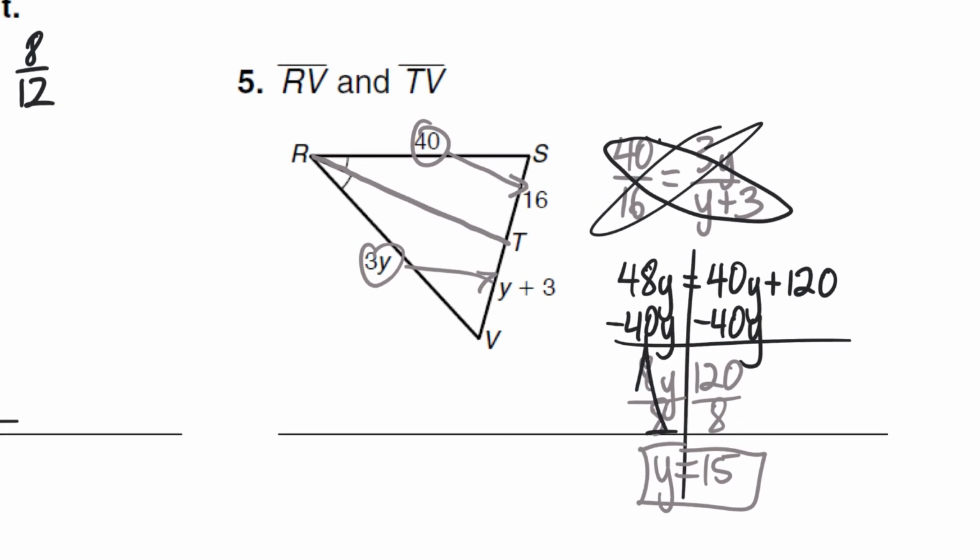Now in this one we've got one more step because we want to know how long both of those segments are. So if I take this 15 and plug in here, what's 3 times 15? 45. So RV is 45. And then if I take 15 and plug it in here, what's 15 plus 3? It's 18 for TV.